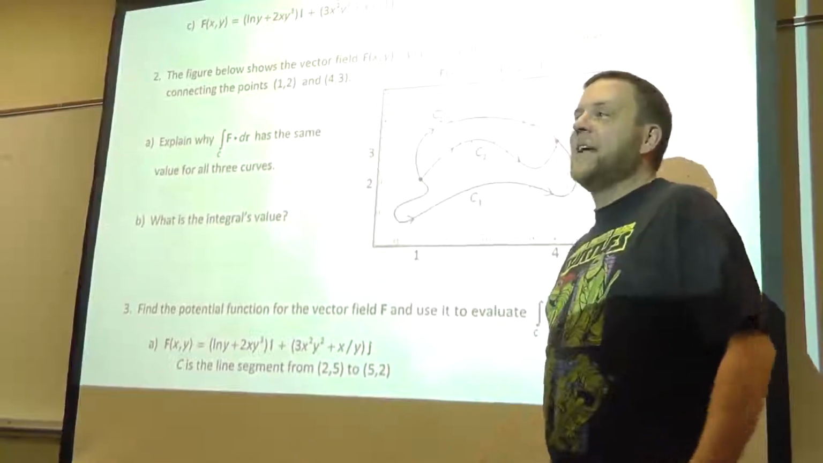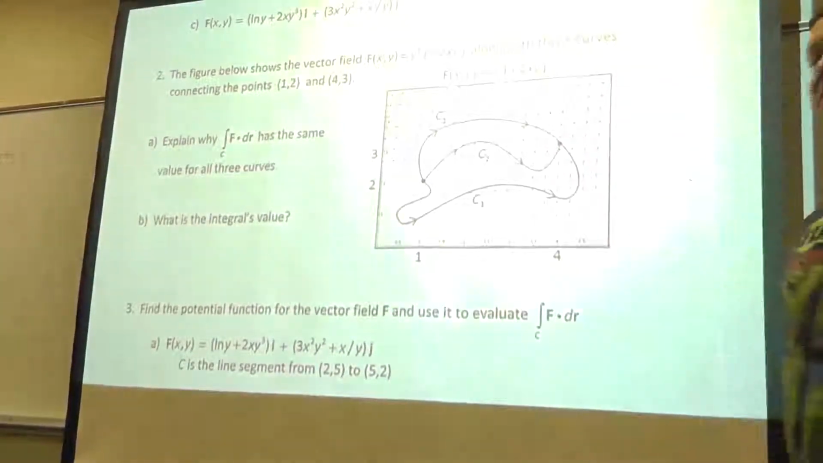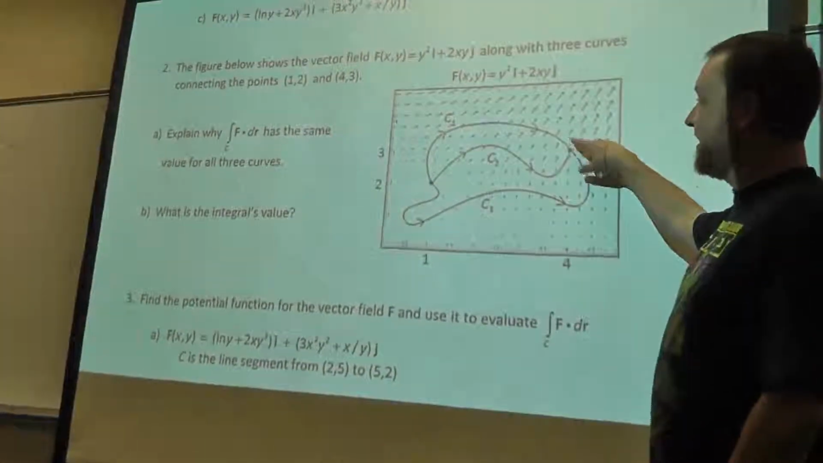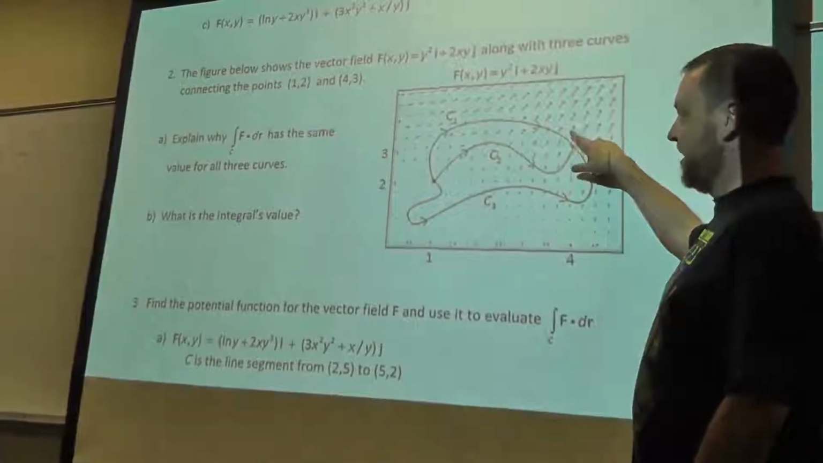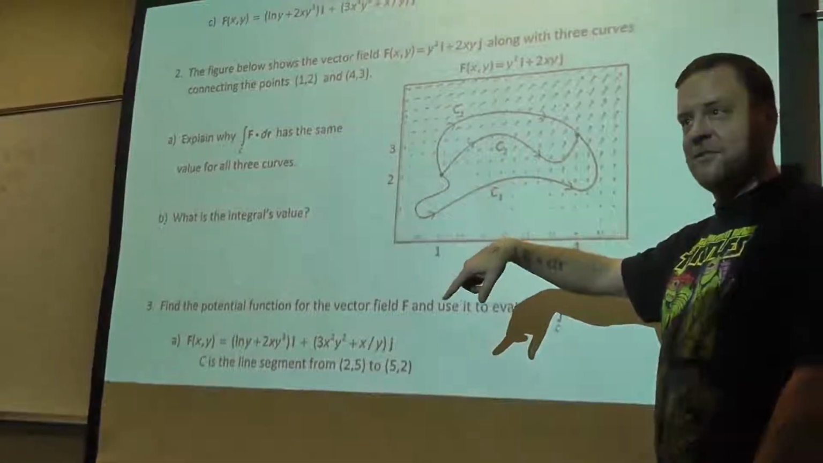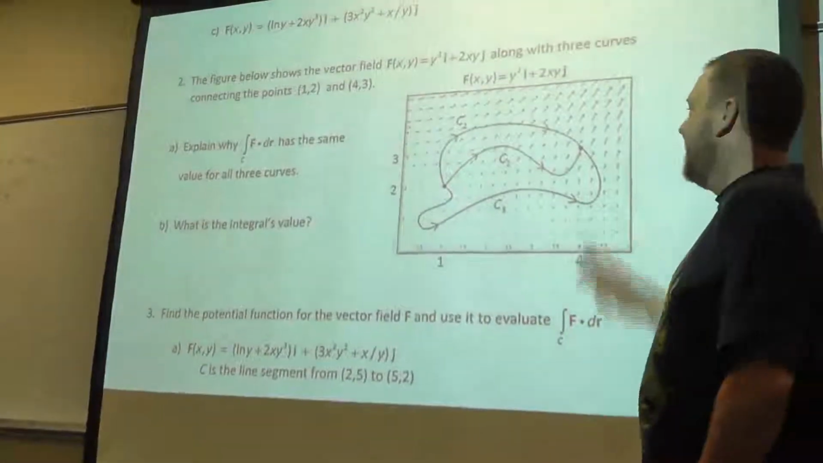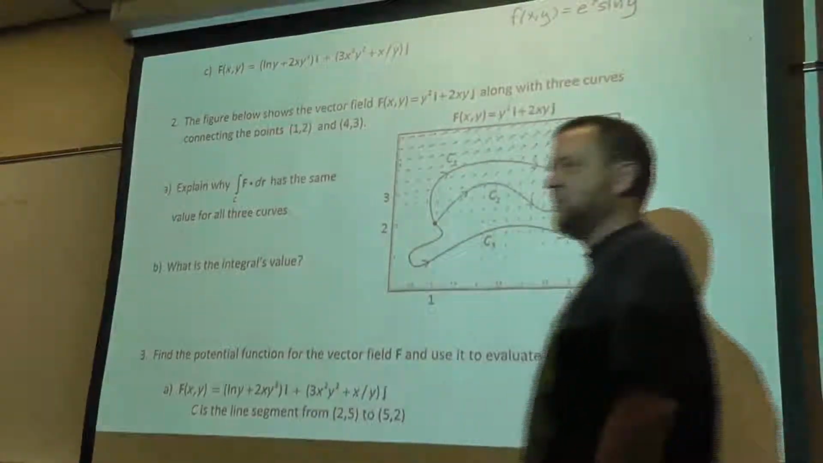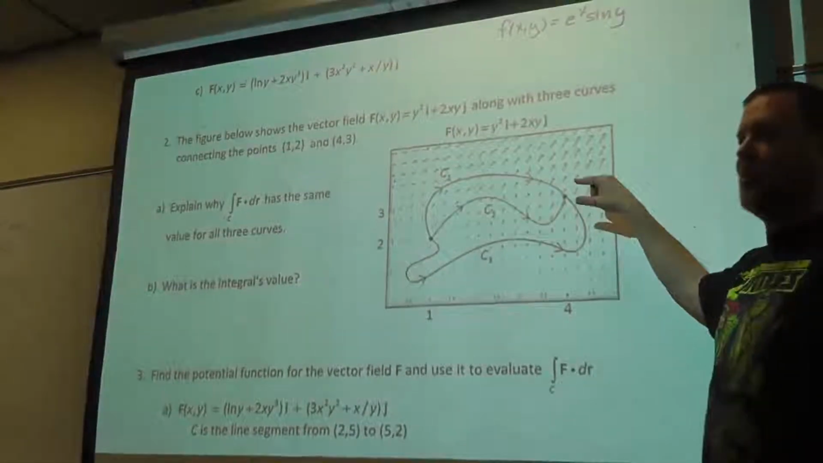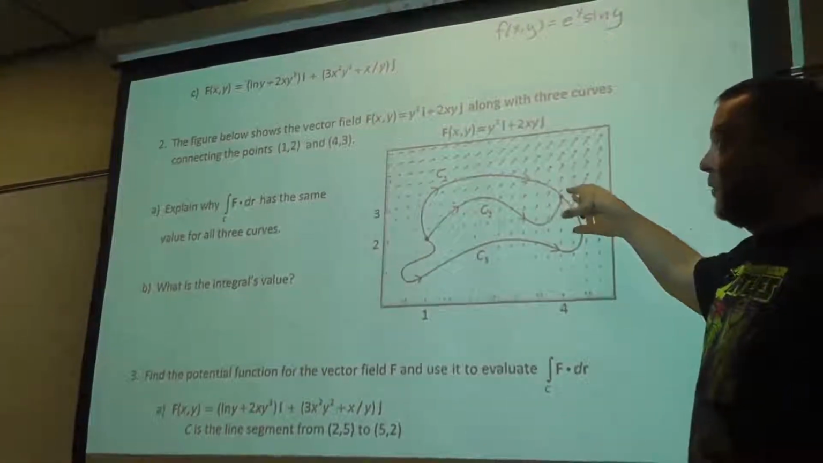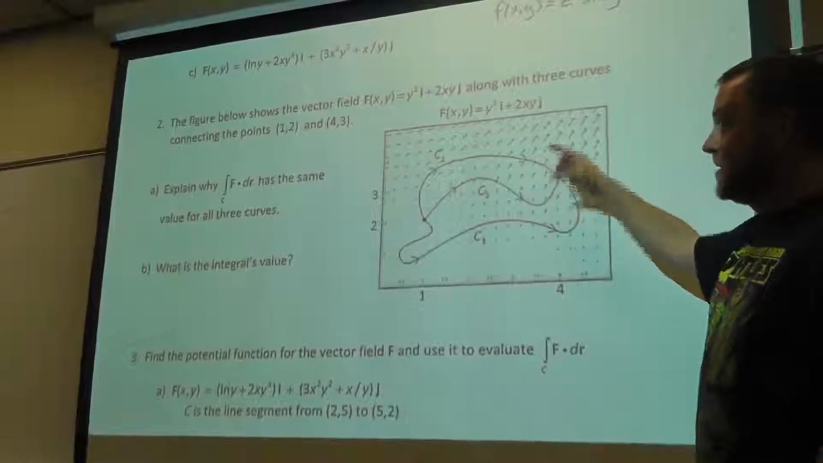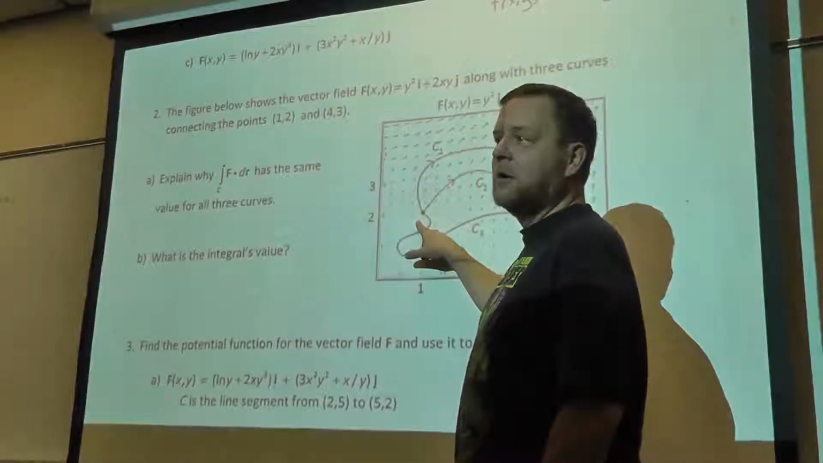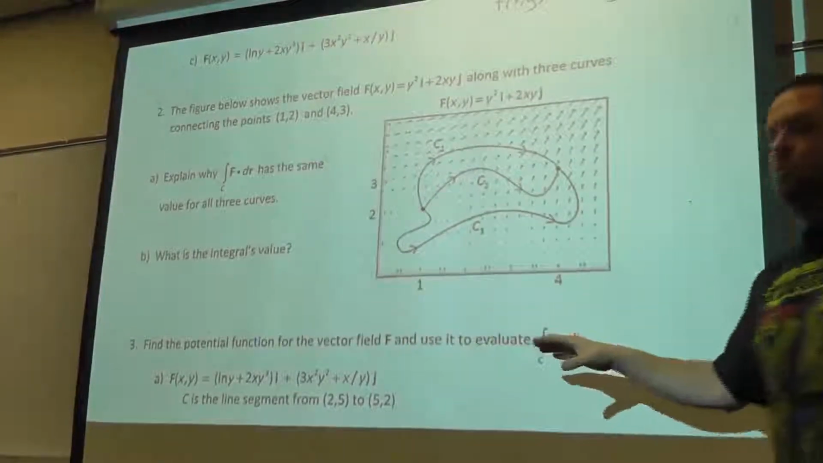So you're almost done. What's the actual integral's value? Let me do it too. The end point is 4, 3. So xy squared evaluated at 4 and 3 would be 4 times 9, which is 36, minus xy squared evaluated at the starting point, which would be 4. So it should be 32.